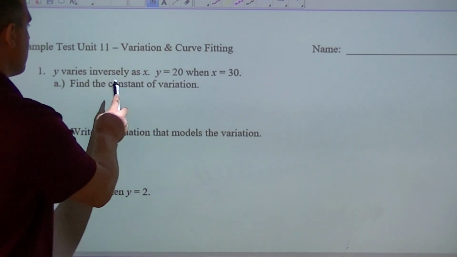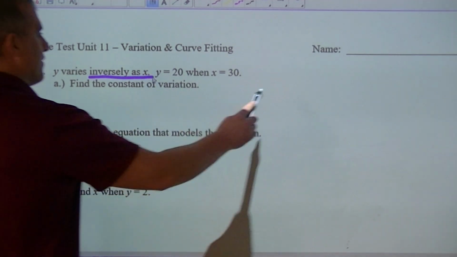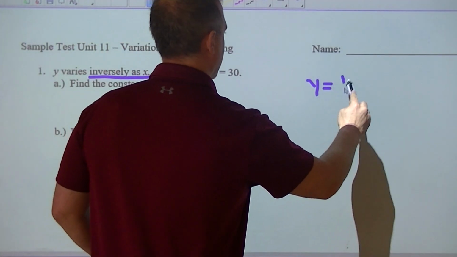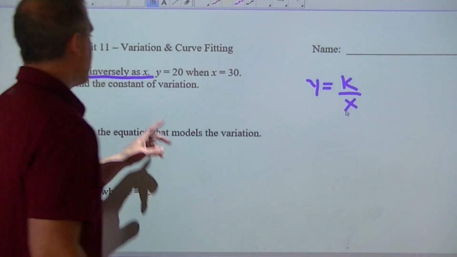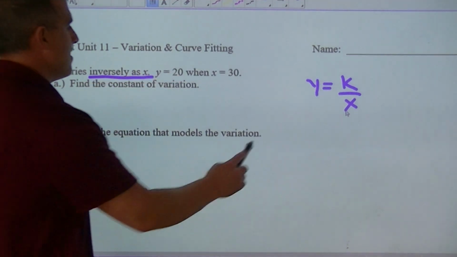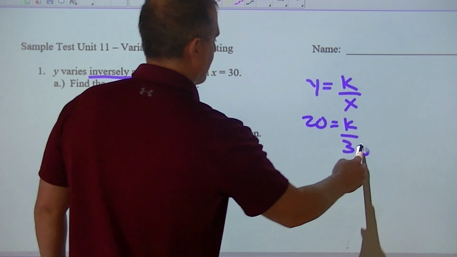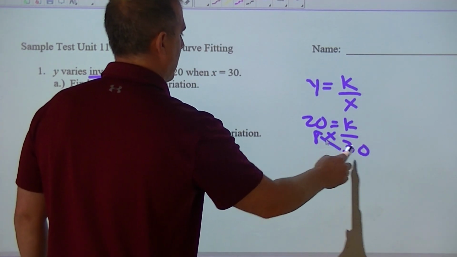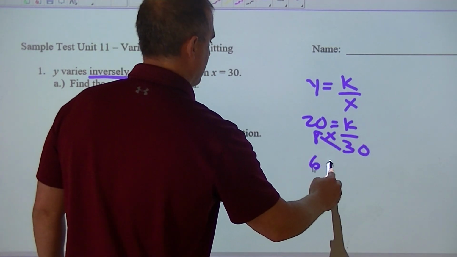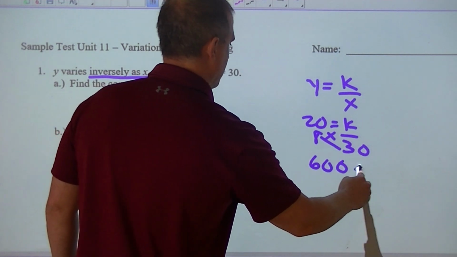a couple things. First, we want to write the model. Since this says inversely, I start with y equals k over x, because that's what happens with that. I put the numbers in. Anytime you have a number here, you're going to cross multiply. 30 times 20 is going to be 600 equals k.